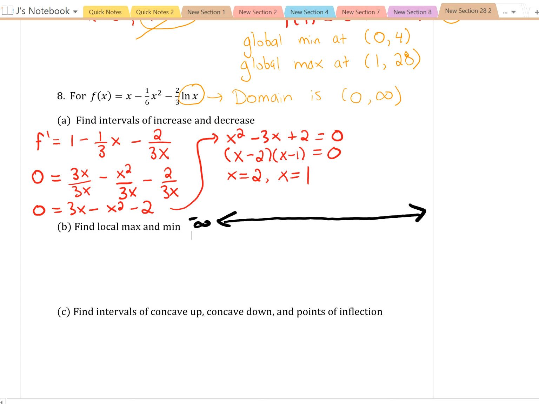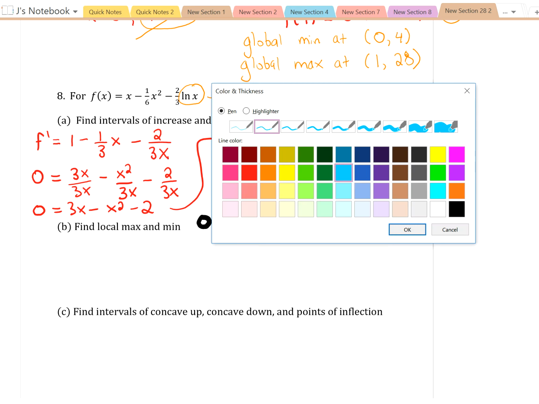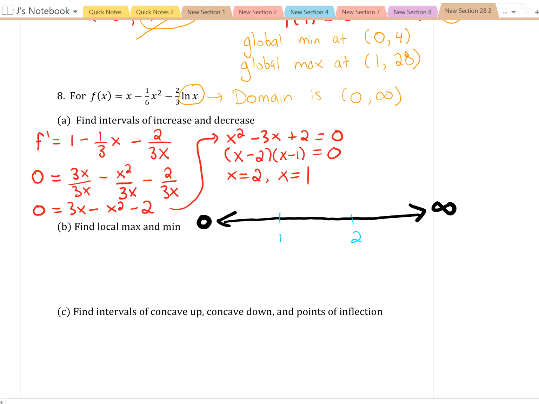Oh, I just screwed up the first part. It's not going from negative infinity to infinity, it's going from 0 to infinity. Okay, now we'll put down those magic numbers. Put down 1 and 2. We need test values now, test numbers. We need a number between 0 and 1. That's going to be 1/2, would work.